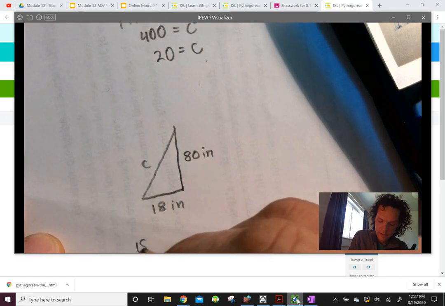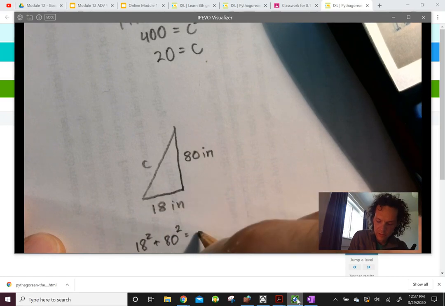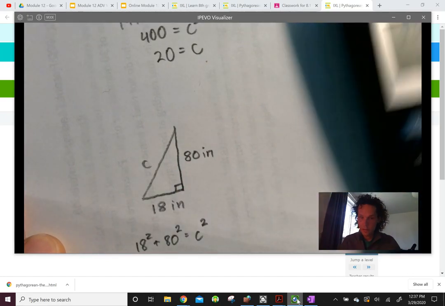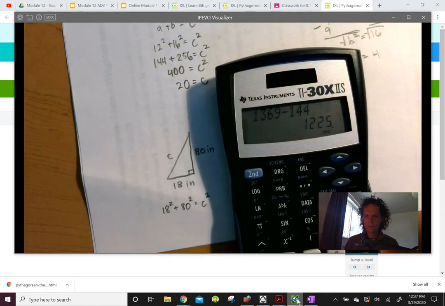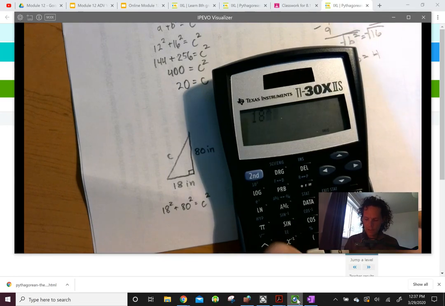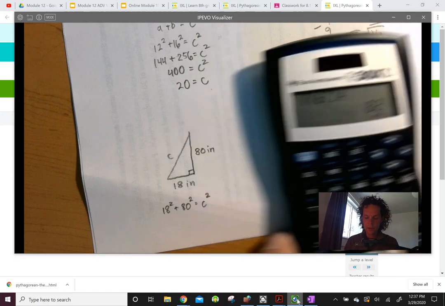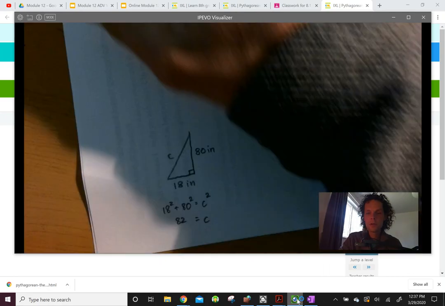So we want 18 squared plus 80 squared equals C squared. So the hypotenuse is opposite of that right angle. So let's see here. 18 squared plus 80 to the second power equals, and then take the square root of 6,724, and that's 82. So C equals 82. Let's try that out.